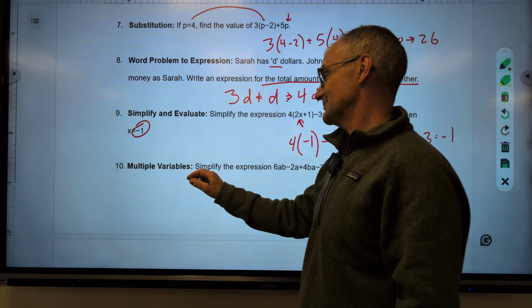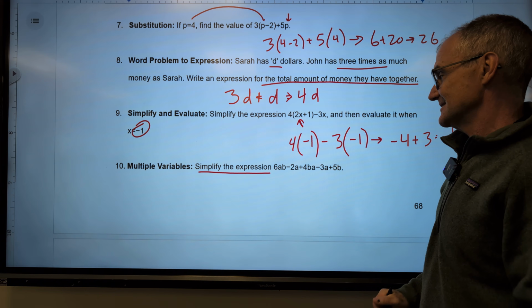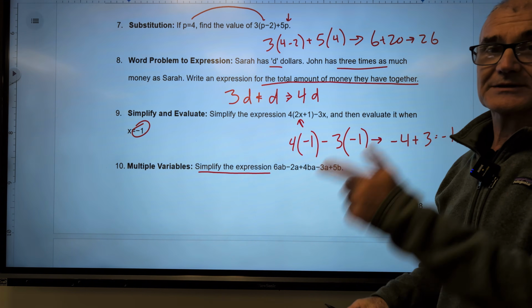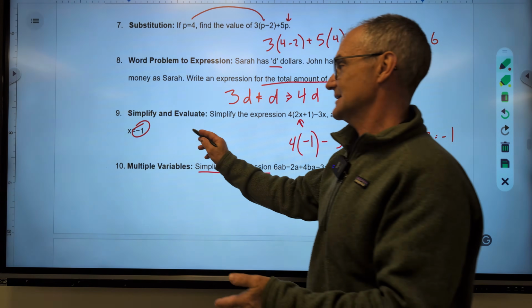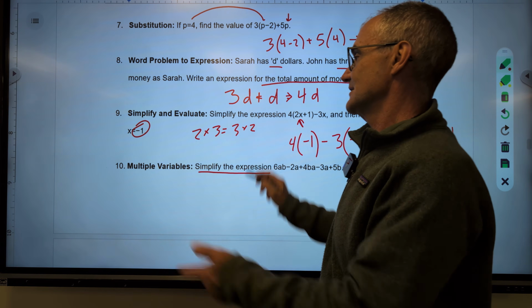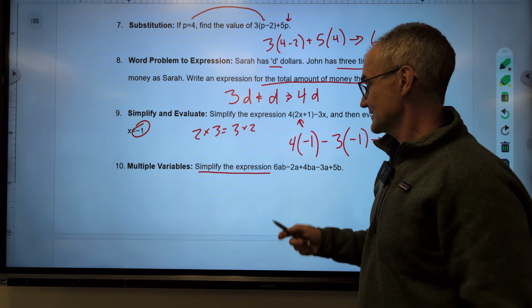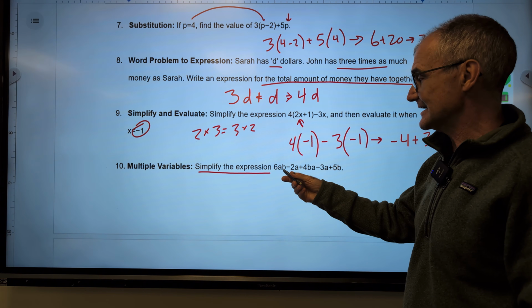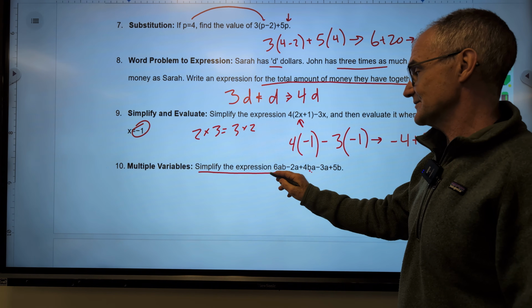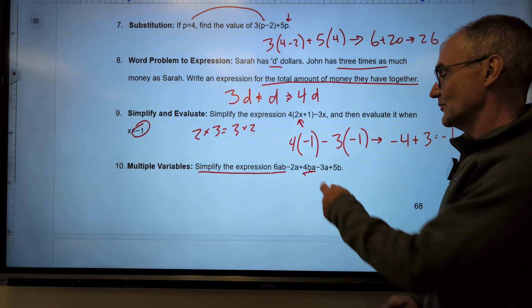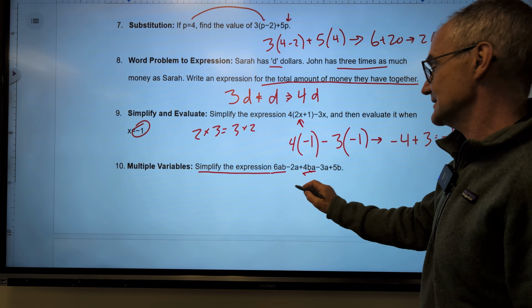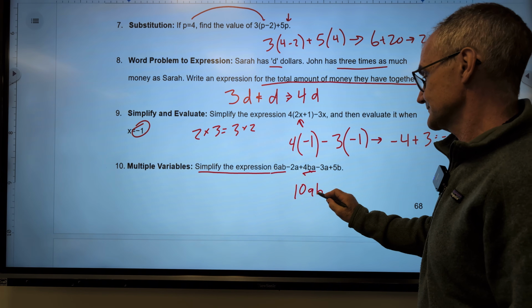Lastly, multivariables, simplify the expression. These are a little tricky. One trick on this one right here is that multiplication is commutative, meaning that 2 times 3 is equal to 3 times 2. The order doesn't matter. So why that's important here is here I have A times B and B times A, but they are the same thing. So I have 6AB plus 4. I could change the order here, 4AB. 6AB plus 4AB is 10AB.